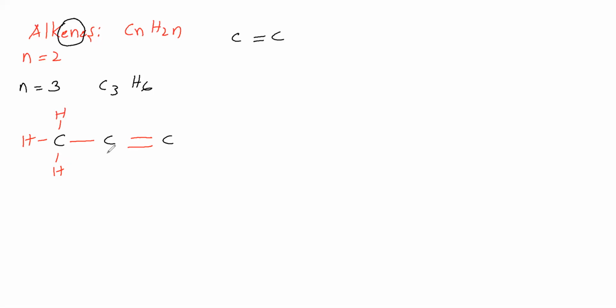This carbon is having 3 bonds, so give additionally 1 bond. This carbon is having 2 bonds, therefore give 2 hydrogens. So this we will write in a condensed formula: CH3-CH=CH2 we have written.